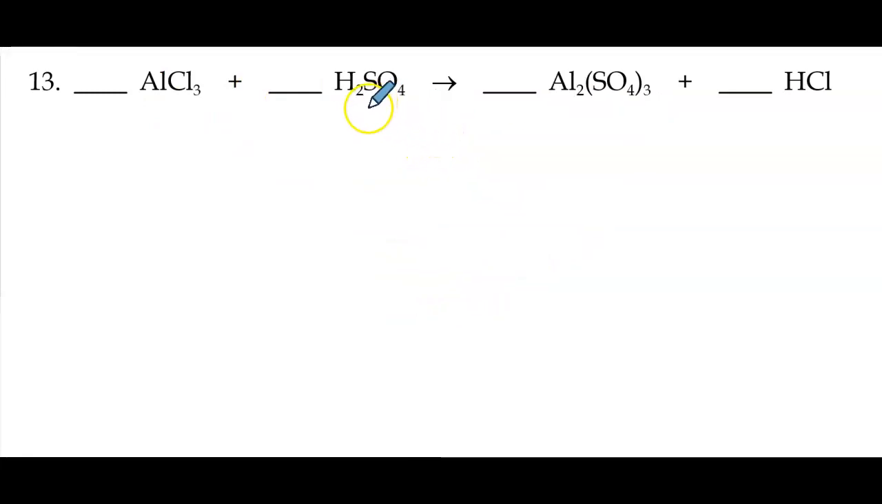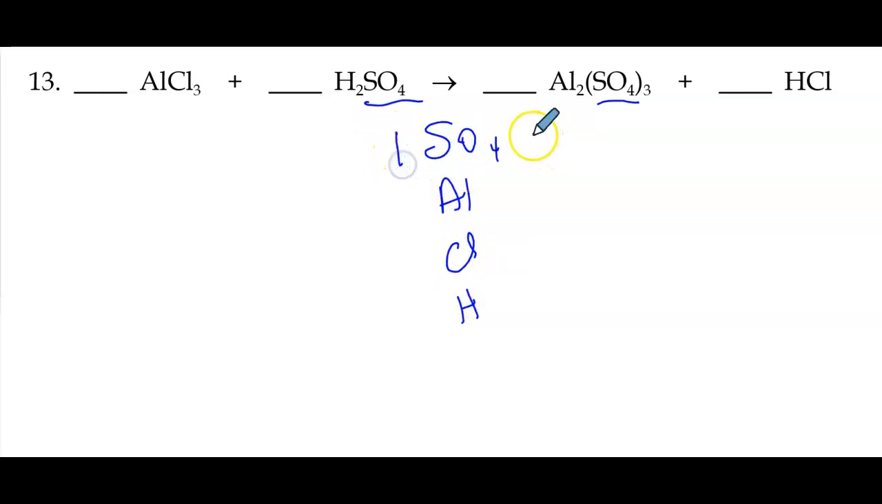Okay, here I have polyatomics that I can use. SO4 as a unit, Al, Cl, and H. Remember, H is present, but I'm going to leave it to the very end. 1 SO4 and 3 SO4s, 1 aluminum and 2 aluminums, 3 chlorines and 1 chlorine, 2 hydrogens and 1 hydrogen. Let's go over that. So no parentheses for one, so 1 SO4, 3 SO4s because of the parentheses, 1 Al over here, and 2 Als over here, 3 chlorines over here, 1 chlorine over here, 2 hydrogens on the left, 1 hydrogen on the right.